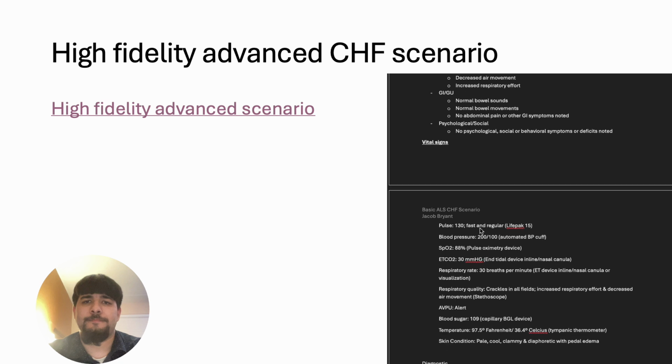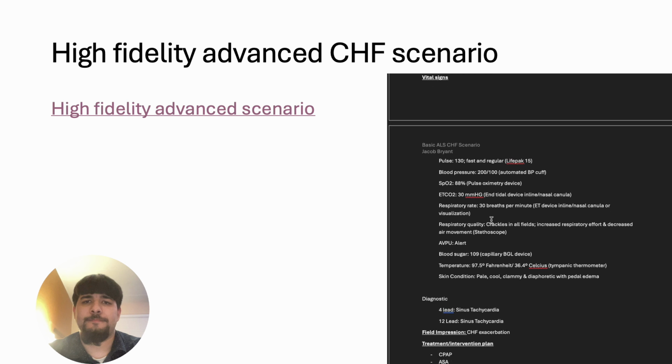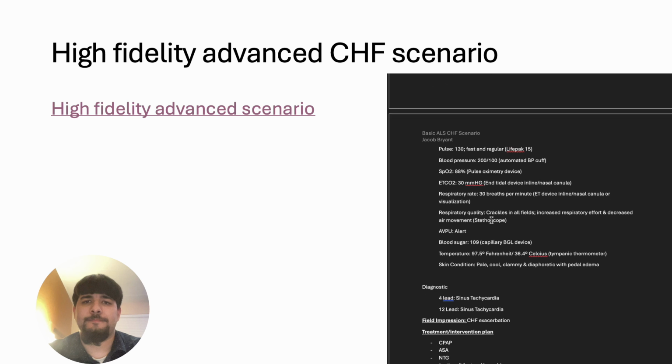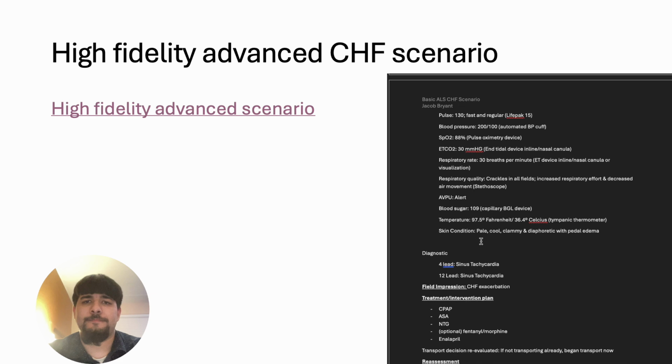And then quickly going through the vitals, he has a pulse of 130, that if you look at the bottom here is sinus tach, blood pressure 200/100, SpO2 88%, end tidal of 30, respiratory rate 30 times per minute. Lung sounds are crackles in all fields with increased respiratory effort and decreased air movement. Blood sugar, temperature, and alertness are all baseline. But his skin color is pale, cool, clammy, and diaphoretic with pedal edema.